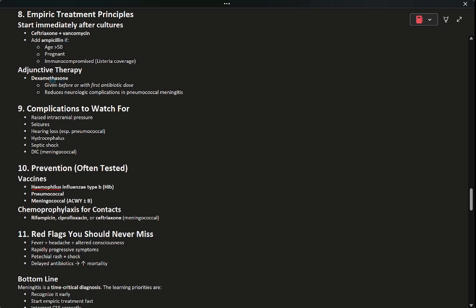And then for adjunctive therapy, you can utilize dexamethasone. This will help to reduce the neurologic complications in cases of pneumococcal meningitis. And it's typically given before or with the first antibiotic dose.